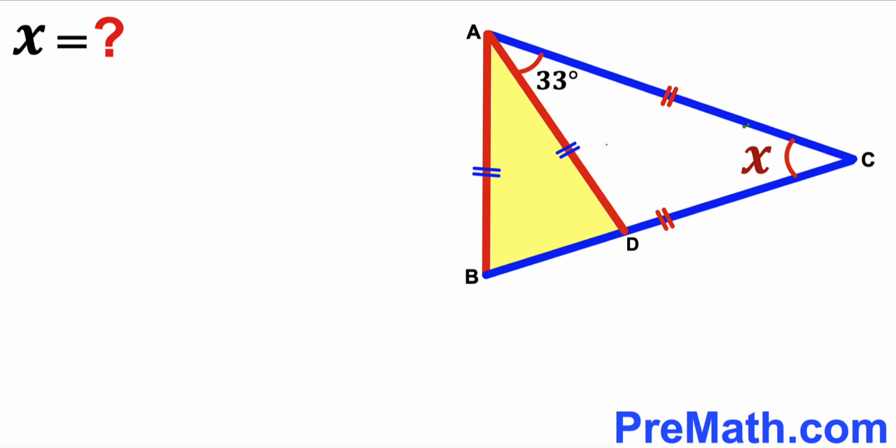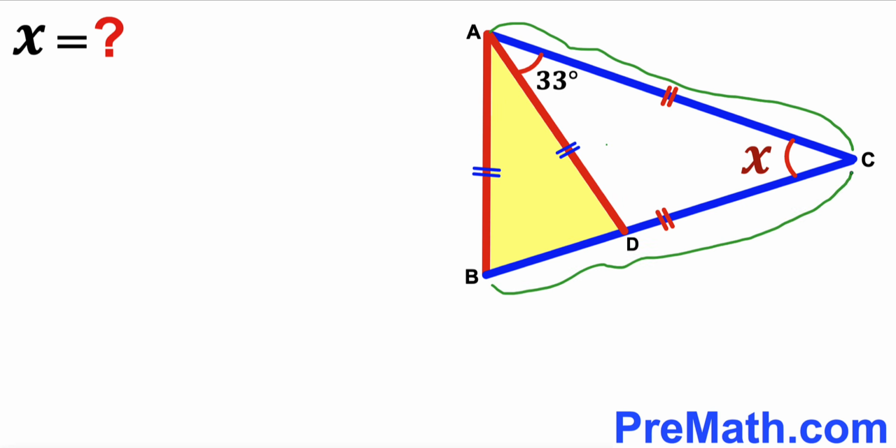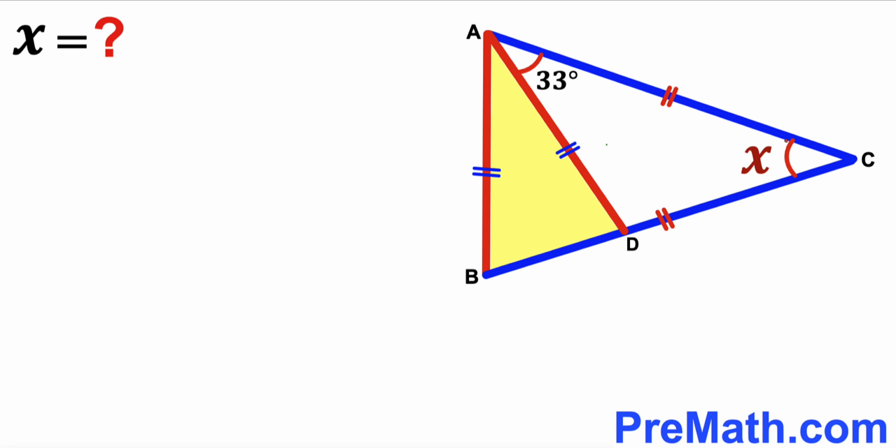Whereas this angle ACD is being represented by X. And bear in mind that this side AC length equal to this side BC length. And now our task is to find the value of this angle X.